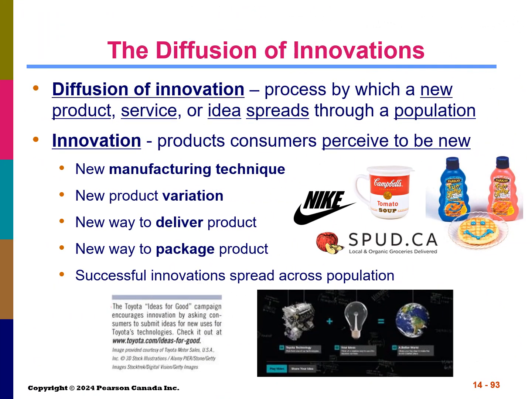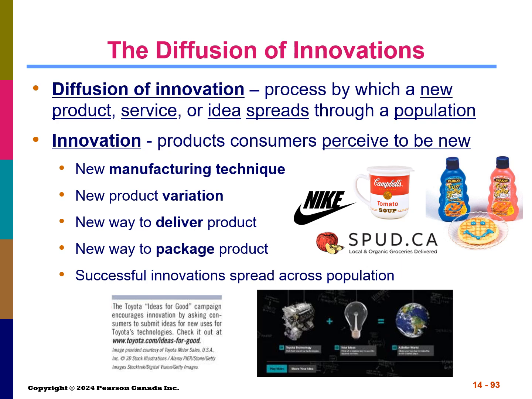The diffusion of innovation is the process by which a new product, service, or idea spreads through a population. So what is an innovation? An innovation is a product consumers perceive to be new. It may be a new manufacturing technique. For example, designing your own shoe at Nike.com, or a new product variation. For example, Parquet Fun Squeeze colored margarine in electric blue and shocking pink.